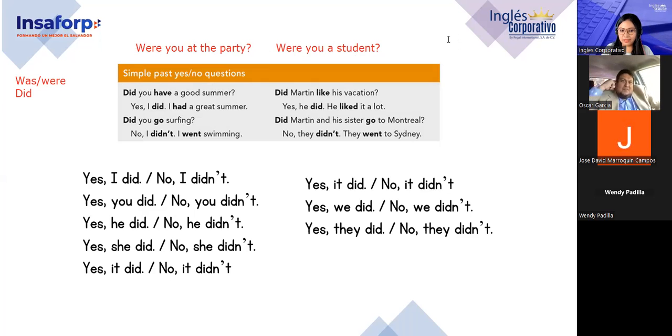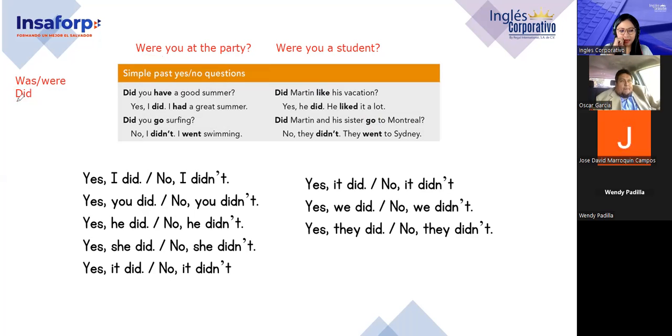Entonces, todas aquellas interrogantes que tengan que ver con el verbo ser o estar, en pasado, voy a ocupar el verbo to be. Para todo el resto de verbos que existen en inglés, necesito ocupar the auxiliary did. Así de simple. Miren acá el verbo que tengo. El verbo have. Tengo el verbo go. Here I have the verb like. Aquí otra vez se repite el verbo go. Entonces, quiero interrogar sobre si estuve o si fui. Ese tipo de reacción ocupo el verbo to be. Con el resto, todos los demás verbos en inglés, absolutamente todos, ocupo el auxiliar did. ¿Quedó claro entonces esa parte? Is it clear now?